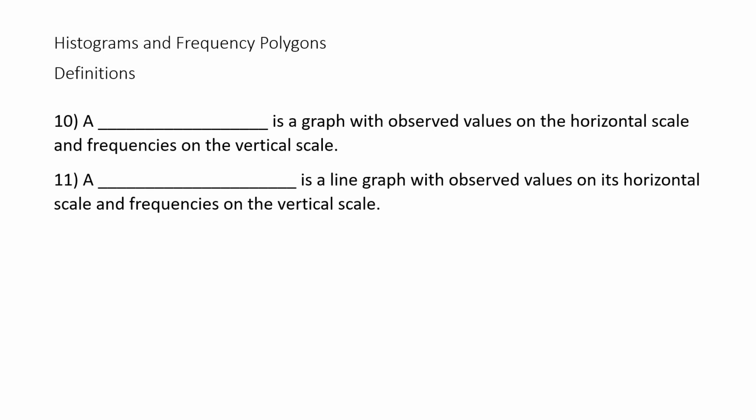Histograms and frequency polygons. Let's get to some definitions. A histogram is a graph with observed values on the horizontal scale and frequencies on the vertical scale. A frequency polygon is a line graph with observed values on its horizontal scale and frequencies on the vertical scale.